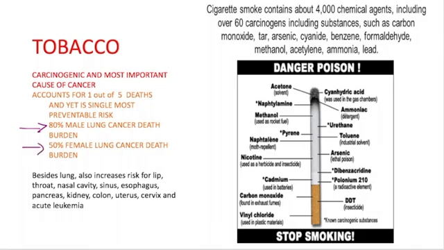I just included this to kind of see: 4,000 chemical agents, over 60 known carcinogens, and there is the big high-yield ones that we know cause cancer. In addition to lung cancer, it puts you at risk for anything where the smoke comes in contact. You're taking it in through the mouth. We have lip, throat, nasal cavity, sinus, esophagus.